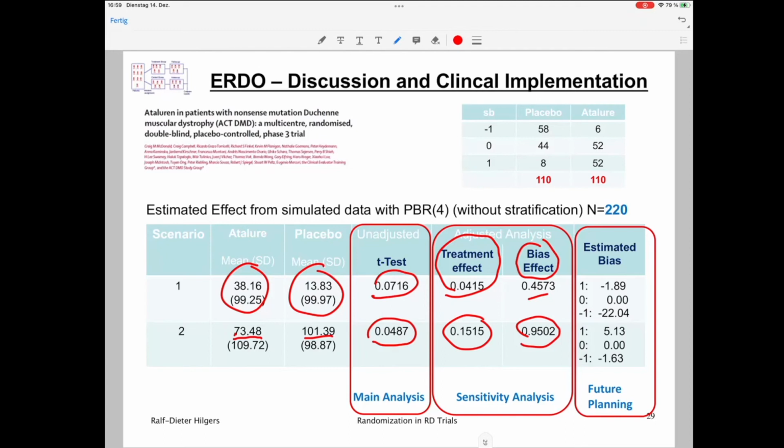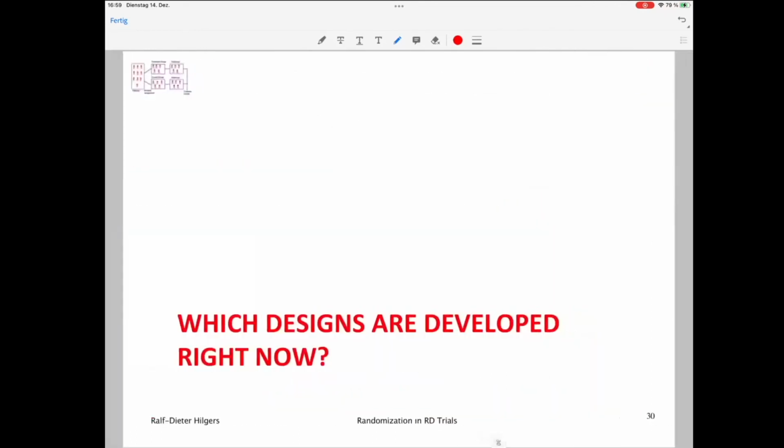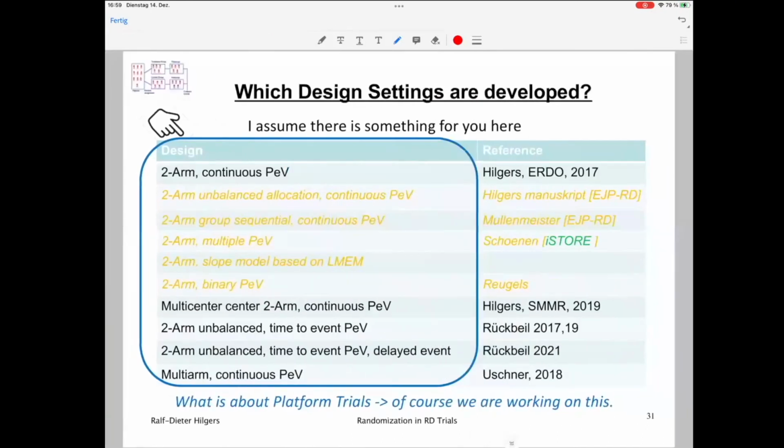So the next question is, can that be done only for a clinical trial with a parallel group design, with a continuous endpoint, with, let's say, no interim analysis and so on? Well, let's go to the developments right now. Okay, what we did since we got the grant for the IDEAL project, we did a lot.